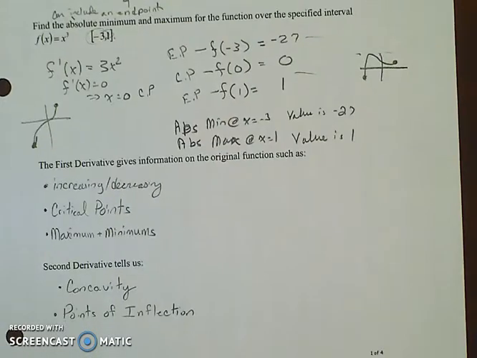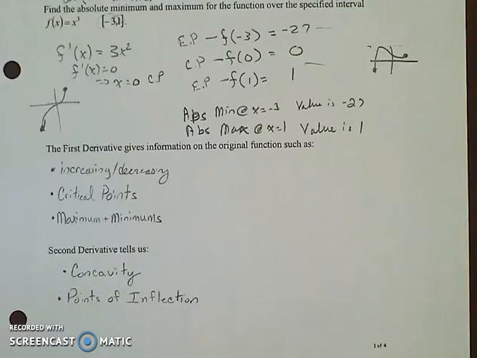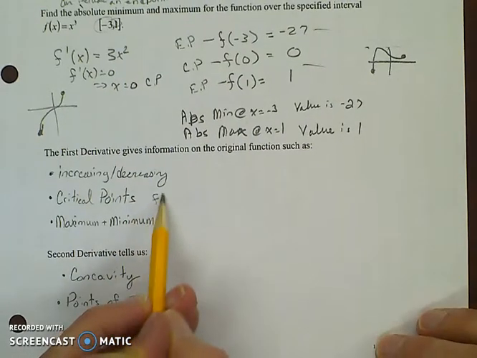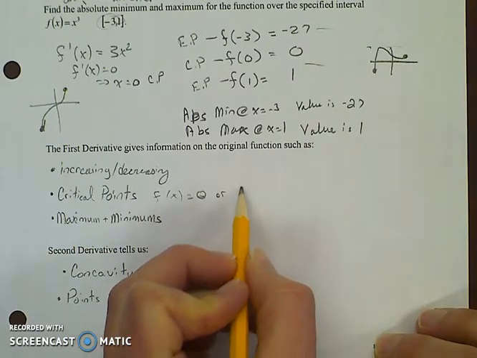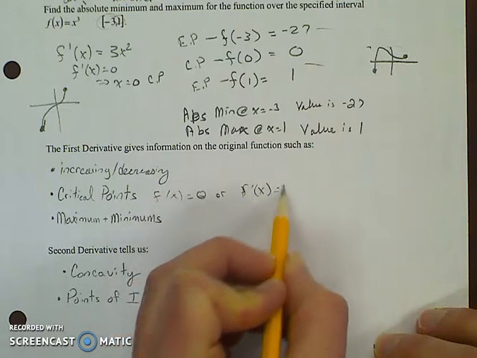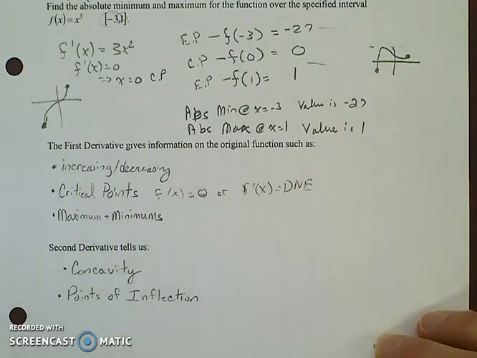And a little more here. A first derivative, we know that you can do increasing, decreasing. It gives you critical points. This is by setting the derivative equal to 0, or what else, guys? Or when f prime of x does not exist. Make sure you remember that too.